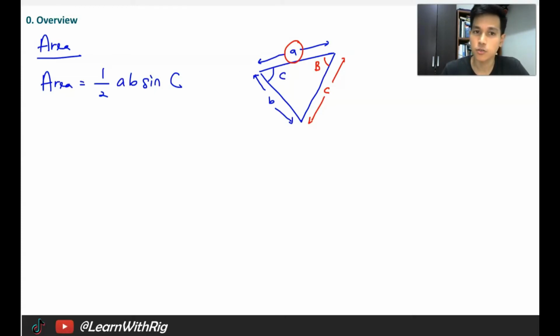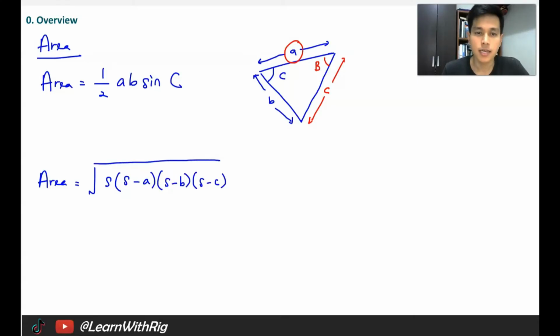Make sure you use the correct length and the correct angle. Just remember, the angle that you want to take, you have to take the two lengths next to it. So that's the first formula for area. The second formula is what we call Heron's formula. Heron's formula is like this: you have square root of S times S minus A times S minus B times S minus C, and then you square root the whole thing. Okay, this is Heron's formula.